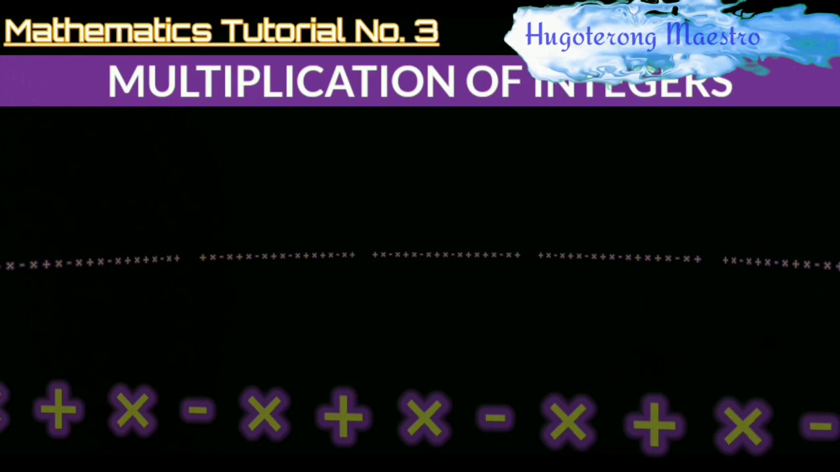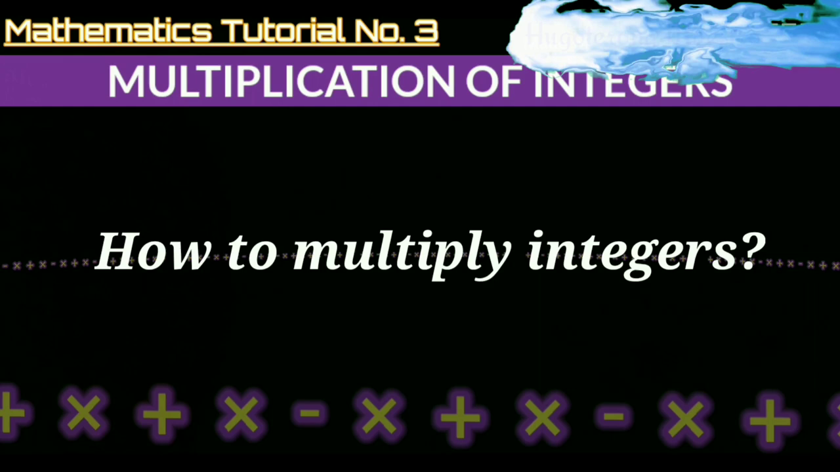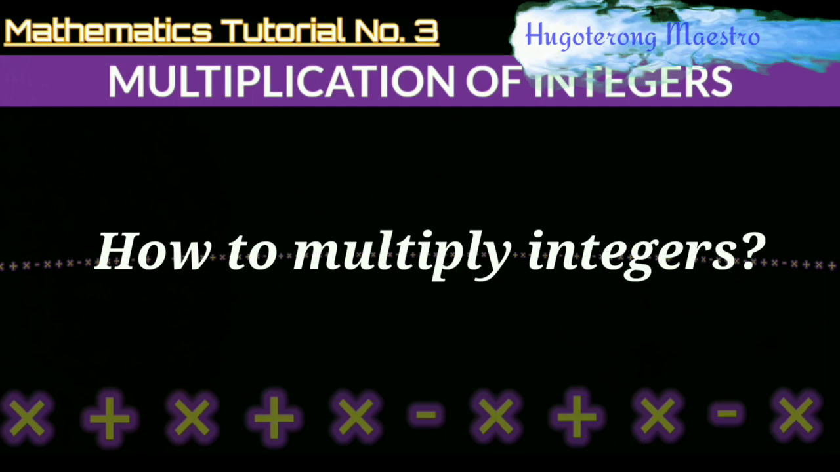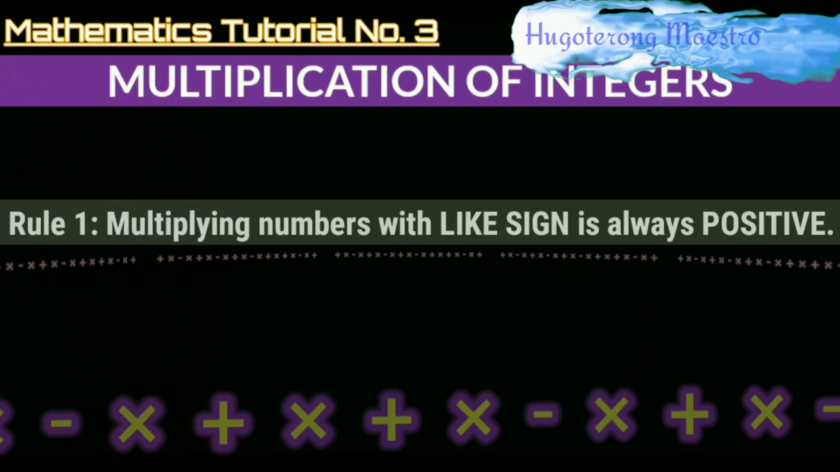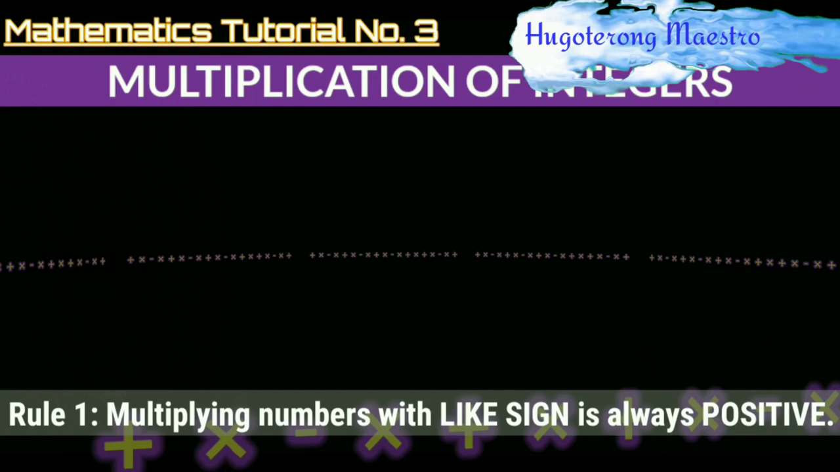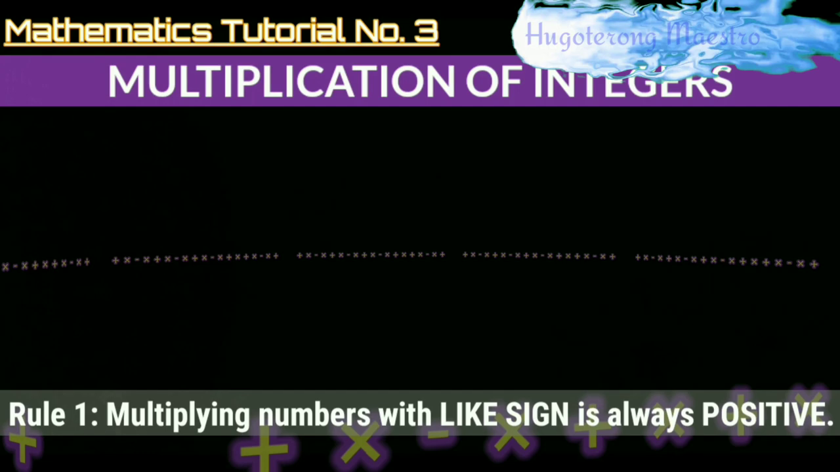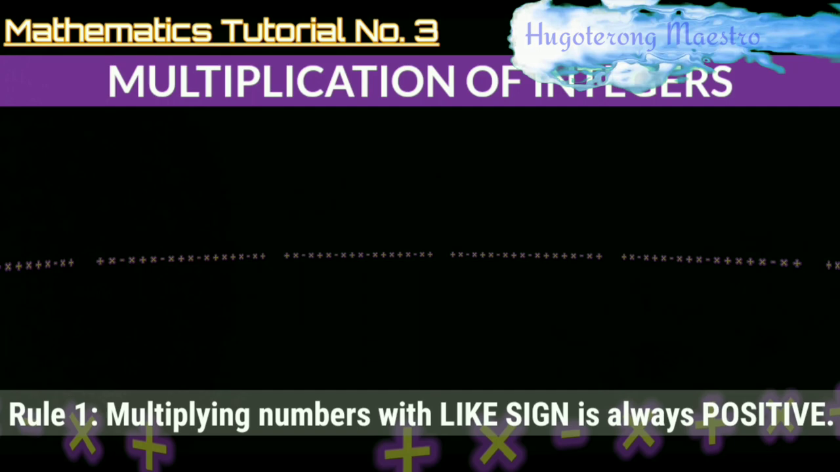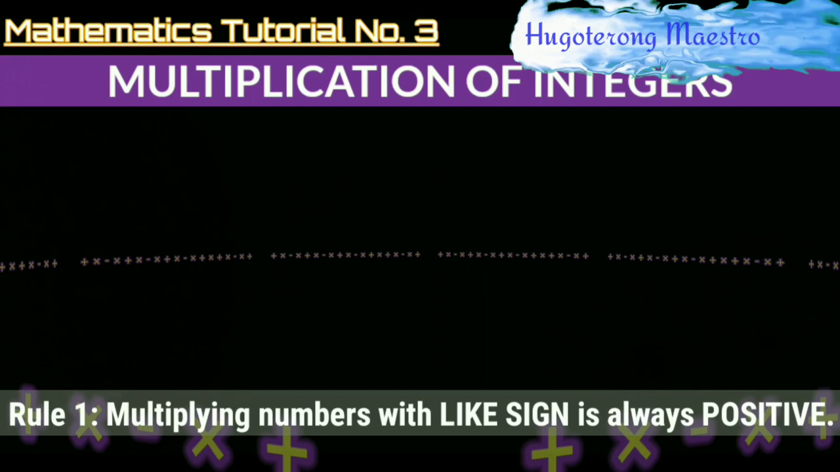So this time, pag-uusapan natin kung paano i-multiply ang integers. As what I have said, meron tayong dalawang rules kung paano i-multiply ang integers. So, uunahin natin ang rule number 1. Multiplying numbers with like sign is always positive. Ano nga ba ang ibig sabihin nito? Kapag nag-multiply tayo ng numbers na parehas ang sign, pwedeng parehong positive at pwede rin parehong negative, ang magiging sagot natin dyan ay palaging positive. And now, we will take examples para mas maintindihan natin kung ano ang ibig sabihin nitong rule number 1.